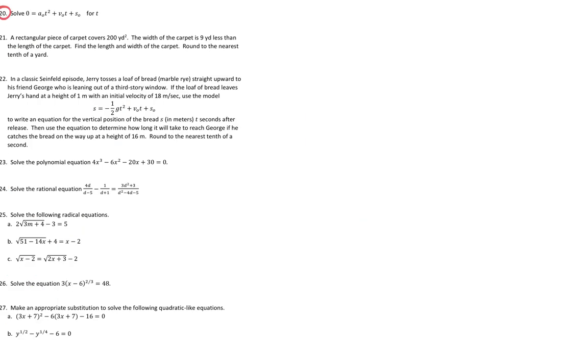Okay, so for number 20, we have solve 0 equals a naught times t squared plus v naught times t plus s naught for t. So this is a really common physics equation that you might see. But because we're not told what a naught, v naught, and s naught are, that means that we can't plug anything in and really get an answer for t as just a number. It's just going to be something in terms of those variables, or those constants, sorry.